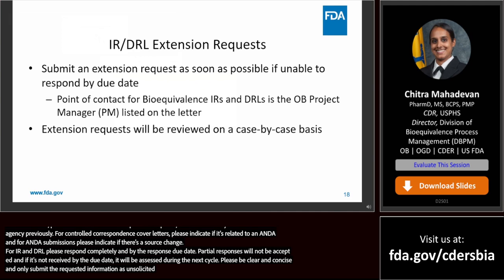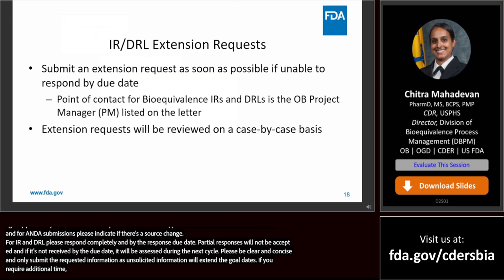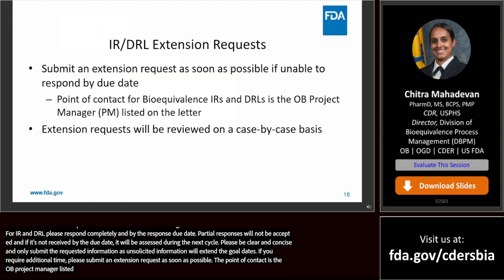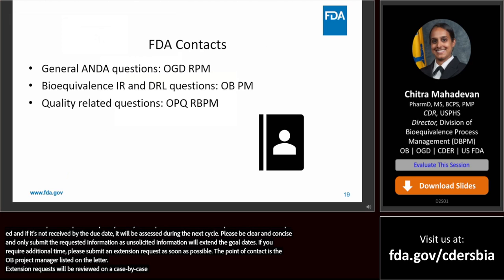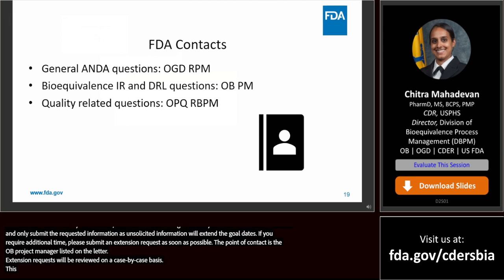If you require additional time to respond to an IR or DRL, please submit an extension request as soon as possible. And the point of contact for bioequivalence IRs and DRLs is the OB project manager listed on the letter. Extension requests will be reviewed on a case-by-case basis. So this slide lists the FDA contacts. For general ANDA questions, please reach out to the OGD RPM. For questions related to bioequivalence IRs and DRLs, please reach out to the OBPM. And for any quality-related questions, please reach out to the OPQ RBPM.